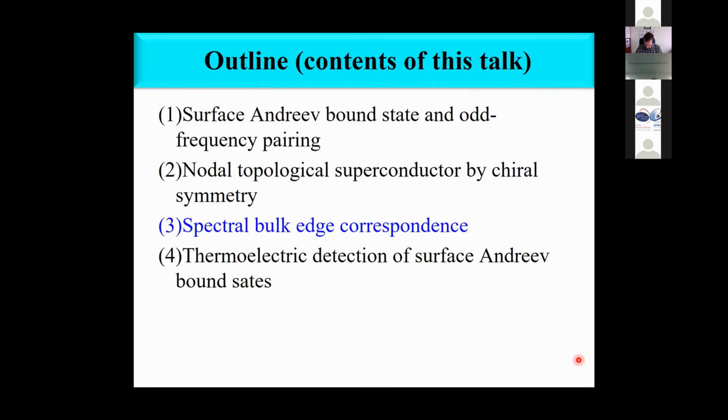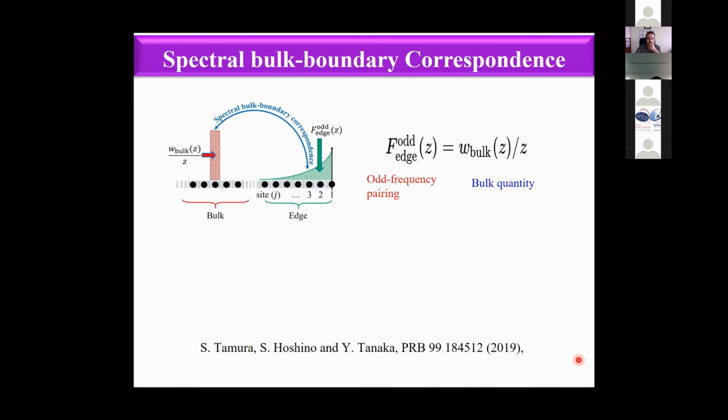So then let's go to so-called spectral bulk edge correspondence. We have clarified very recently with Dr. Tamura and Hoshino in Saitama University. So let's talk about what is spectral bulk edge correspondence. Actually, as I have explained up to now, we should expect some odd frequency pairing at the edge, as far as we are considering topological superconductor. But we know that this edge state is relevant to bulk topological number, but we do not know exactly how odd frequency pairing is relevant to bulk quantity.